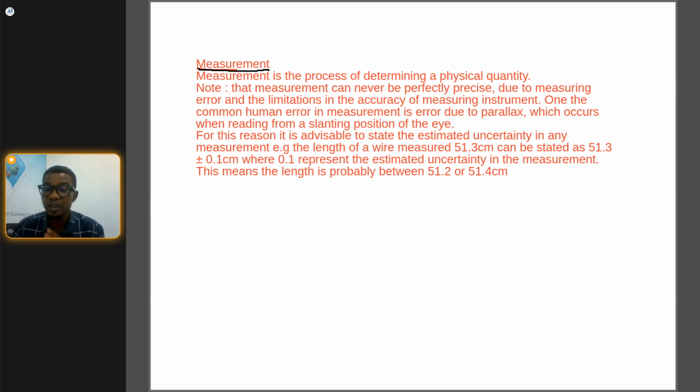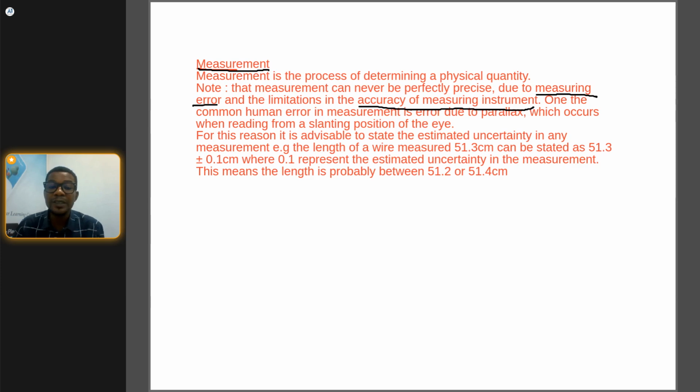Take note that measurement is not perfect. Why? Because there are always errors of accuracy. I wrote here that measurement can never be perfectly precise due to measuring error. Due to what? Measuring error. Okay? And the limitations of accuracy of measuring instruments.